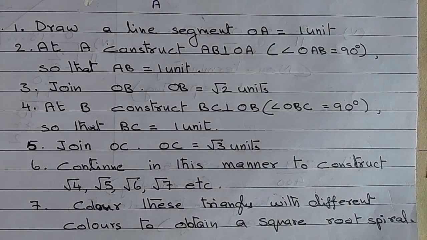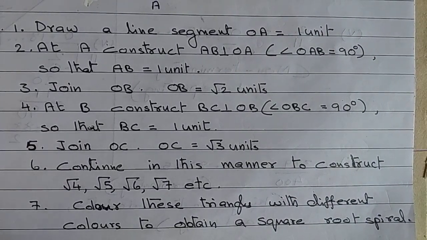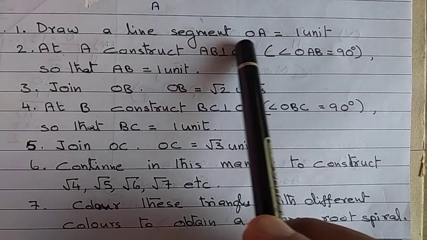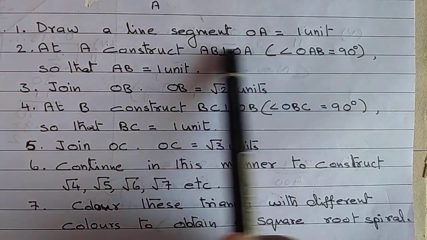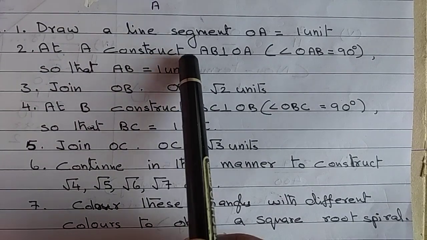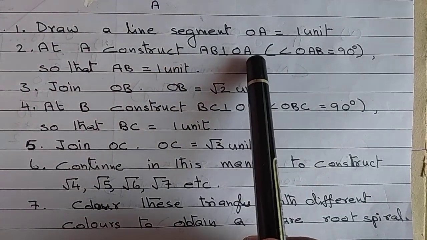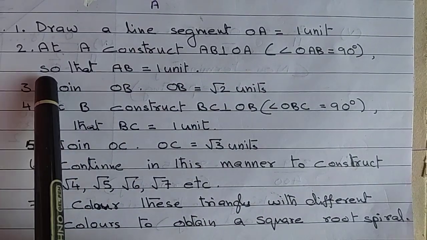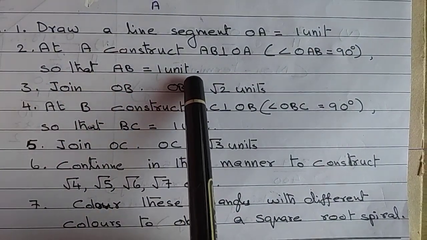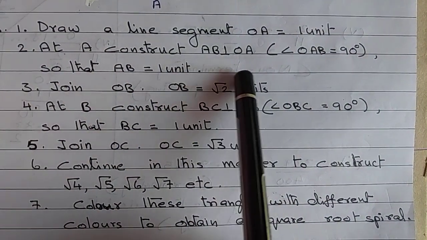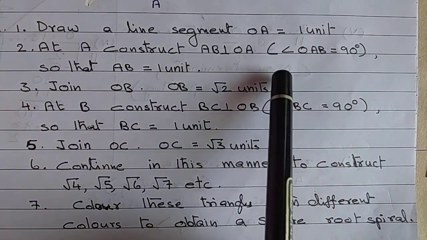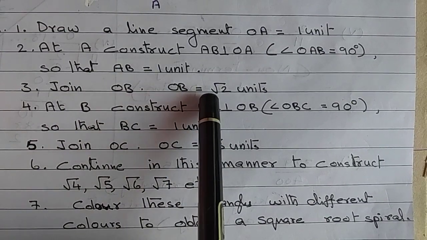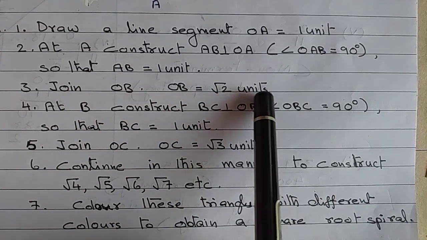I will explain the steps once more. Draw a line segment OA equal to 1 unit. At A, construct AB perpendicular to OA by making angle OAB equal to 90 degrees, so that AB is equal to 1 unit. I have taken 1 unit as 1 inch in these cases. Then join OB. OB is equal to root 2 units.